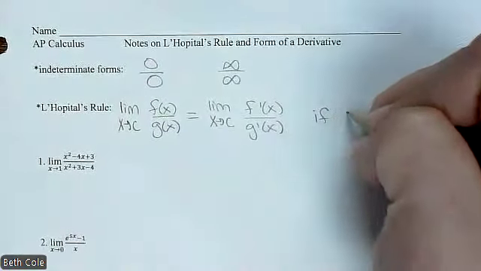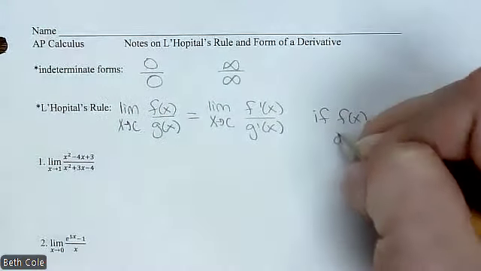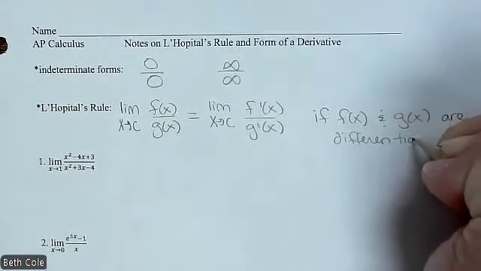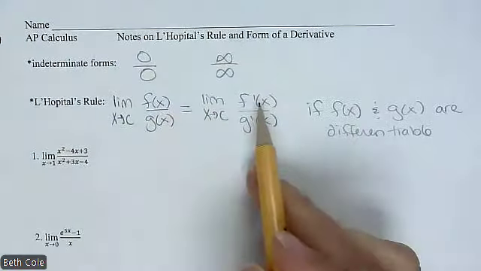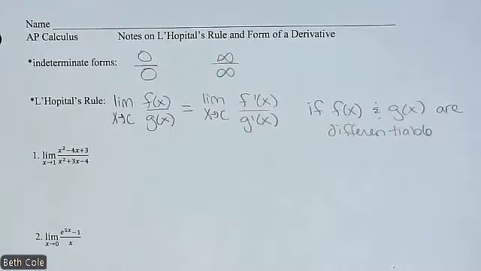Now, this is only if f of x and g of x are differentiable, which should make sense. You have to be able to take a derivative, and you can't do that if it's not differentiable. Now, when you see this on the free response, and notice I said when, they always throw one of these on there. You have to actually write quite a lot to justify using L'Hopital's rule, which is pretty annoying because it's a very simple thing to do, but they make you write a whole bunch of extra stuff. It's not hard, but you have to do it.